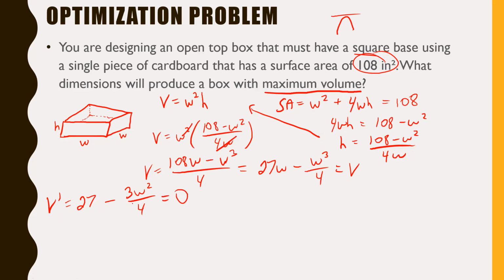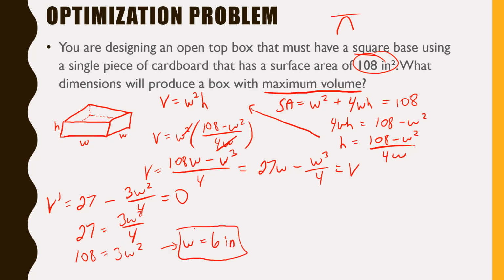From here, we can add this 3W squared over 4 over to the other side. So we have 27 equals 3W squared over 4. We can multiply by 4 to give us 108 equals 3W squared. Then, just because I'm running out of room here, I'll divide by 3 and square root that. What you're going to get is actually W equals exactly 6. And since this is our width and our units were inches squared, the width is just 6 inches.